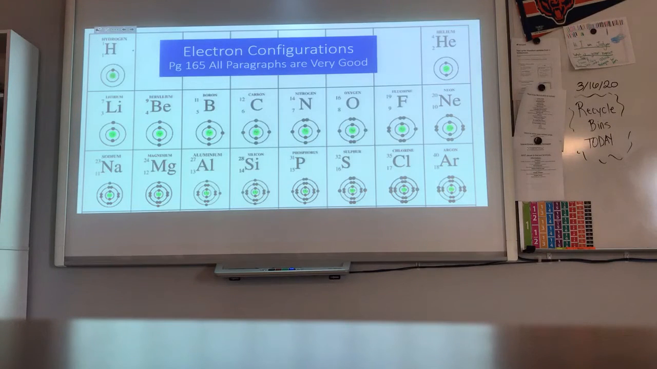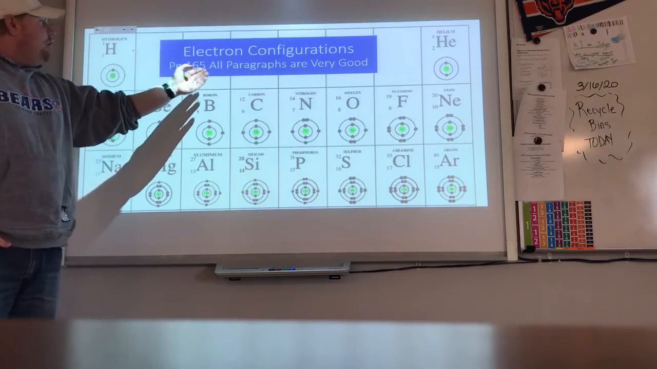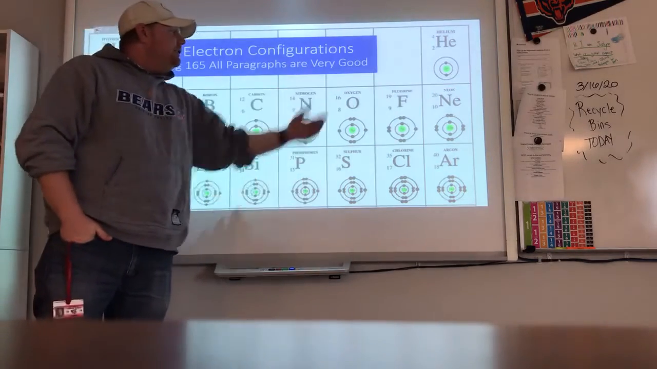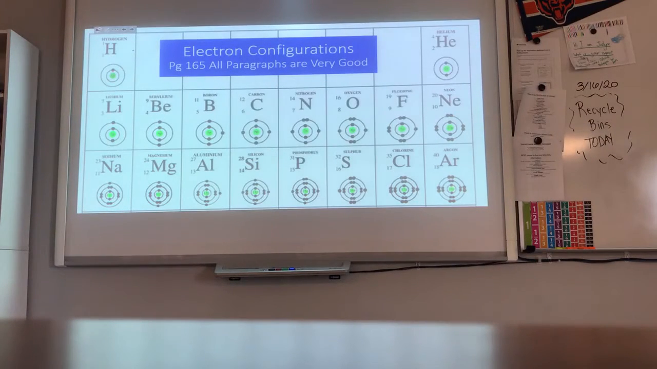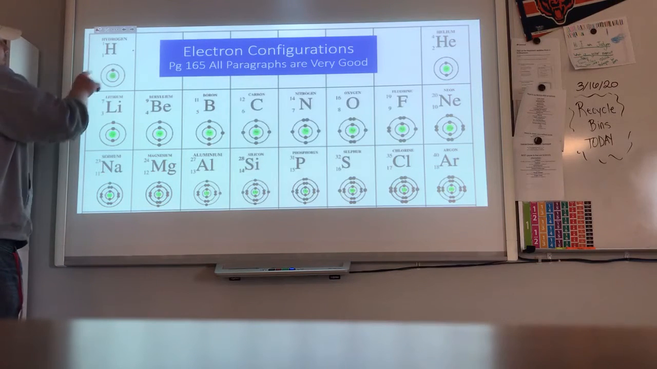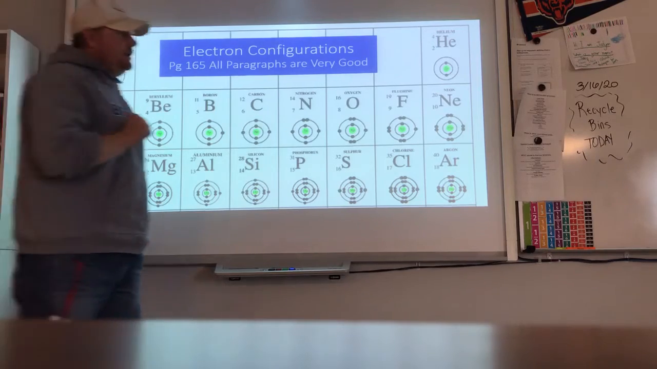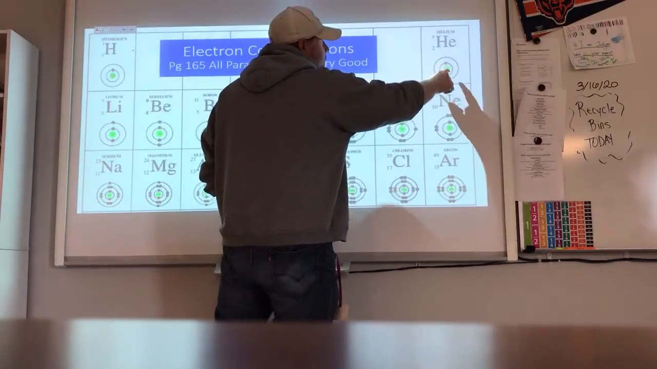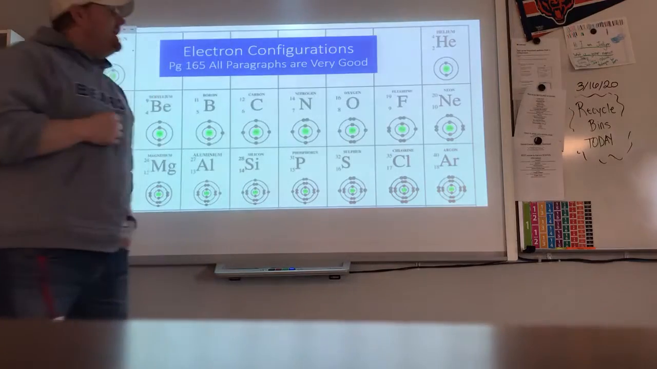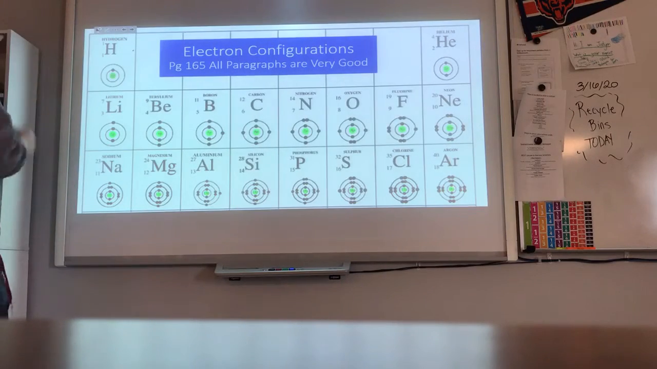Now, electron configurations. Here's kind of how they pace out. I really suggest page 165. All paragraphs are very good. It's a lot of reading if I read it out loud to you, but I would suggest reading it. Now, if we look at that first energy level, hydrogen has 1, so it goes in that first level. Helium has 2 electrons, so 1 and 2. Oh, that first level is full, that outer level is full. Then lithium, 1 and 2.